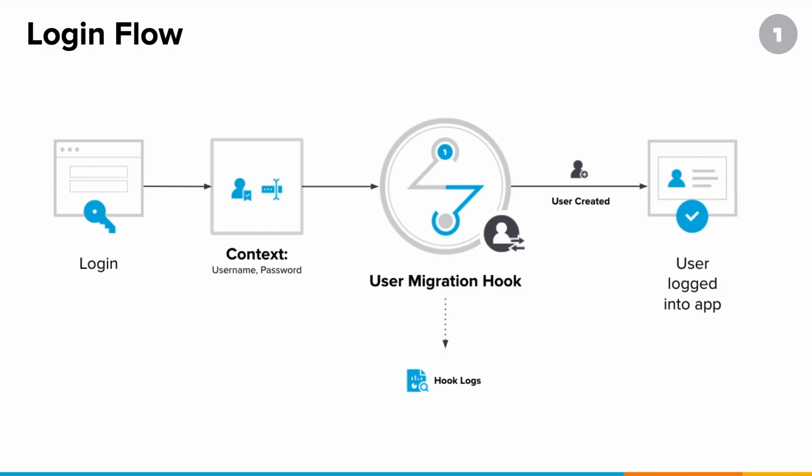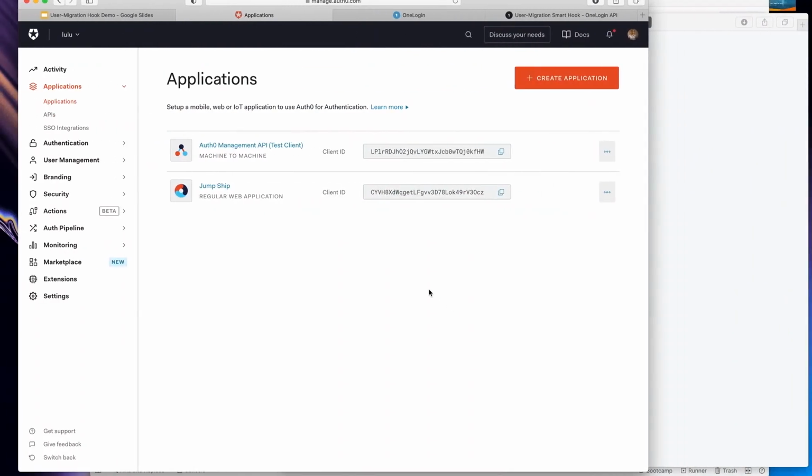You have the opportunity to define your own customized function that can connect to your own database or another IDP. The function will return a user object if the password is validated. And then OneLogin will proceed to create that user and log them into your app. So let's take a look at a demo of how that all comes together.